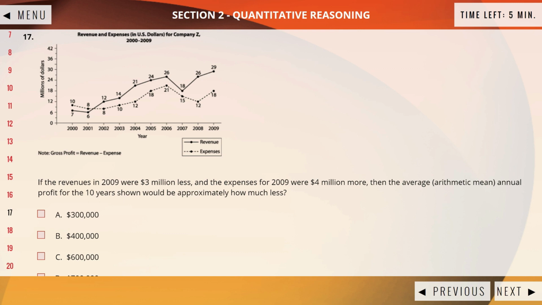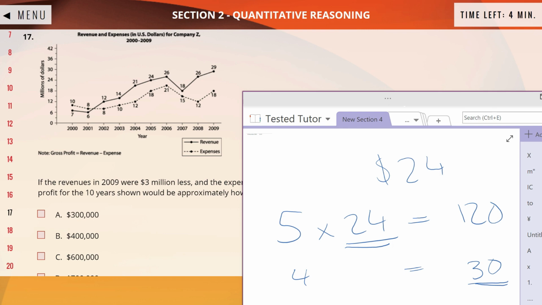Okay, so I missed this one as well. If the revenues in 2009 were $3 million less, they're saying like 26 instead of 29, and the expenses for 2009 were $4 million more, then the average mean profit for the 10 years shown would be approximately how much less? Ooh, that's a lot of calculation. Can we avoid just working out the profit for each of them? Probably not. Okay, we're probably going to have to do this the long way, which is working out the profit each time.